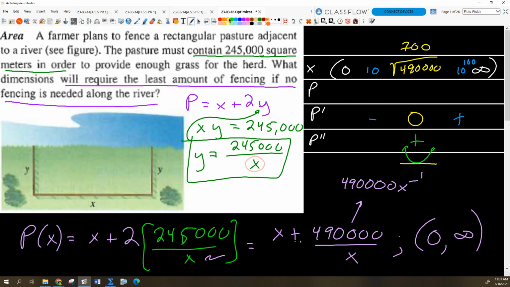So then 245,000 divided by 700 is 350. Yeah. So we end up with our dimensions being x equals 700, and then this would just give us y equals 350.